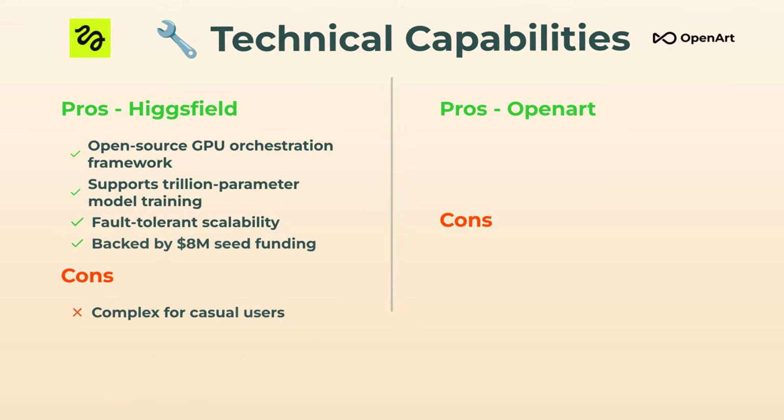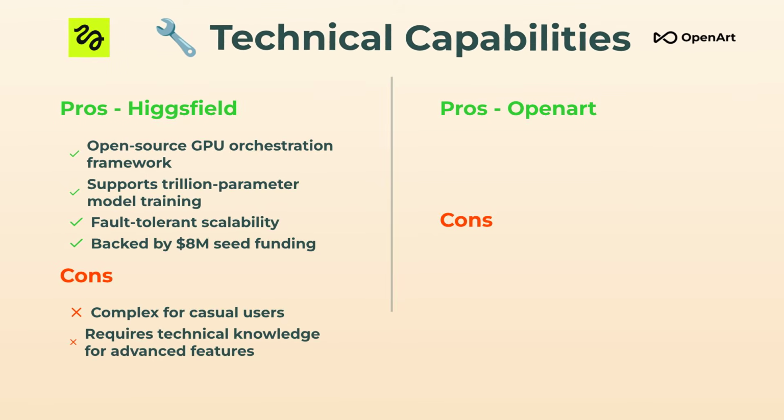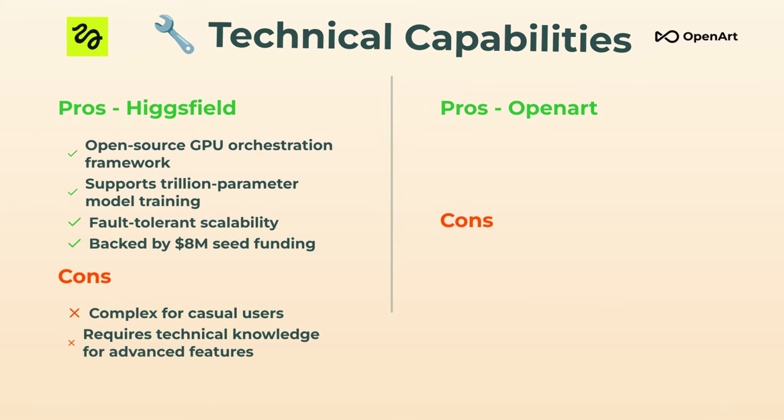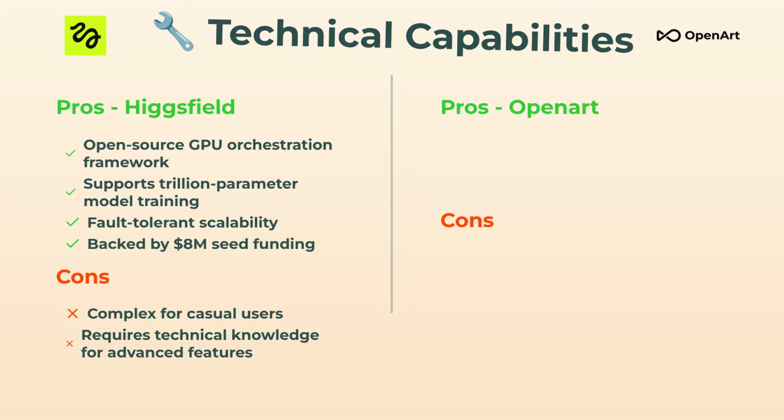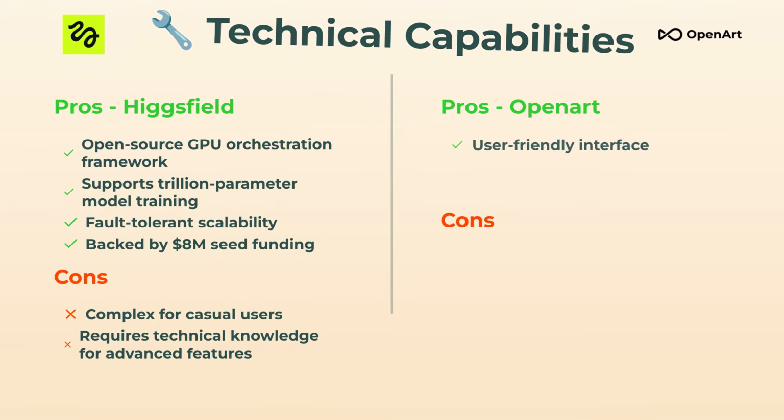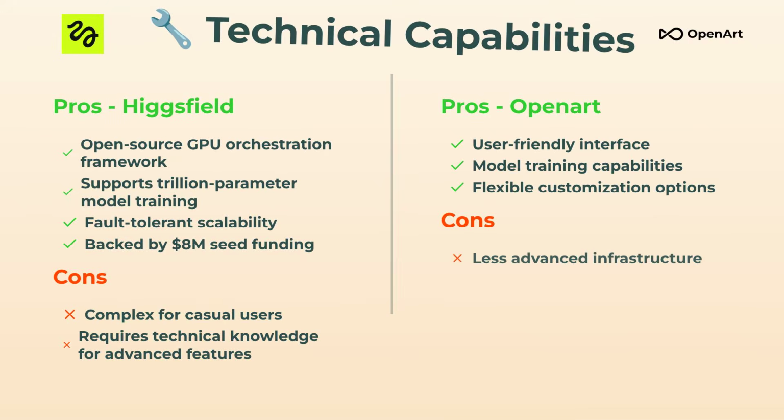Now, technical capabilities. Higgsfield, wow. It's got an open source GPU orchestration framework, can handle trillion parameter model training, not a typo, and scales up for big enterprise needs. Plus, they've got a pile of seed funding behind them, which is just wild. Downside, if you're a casual user, the whole thing feels complicated fast.